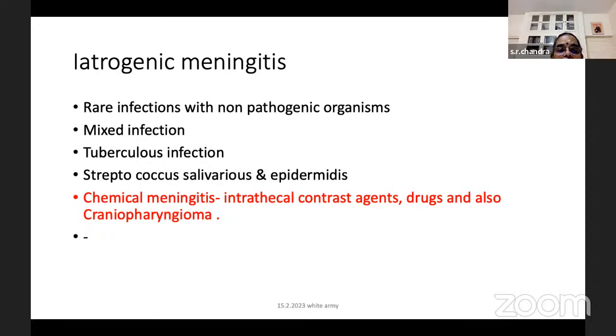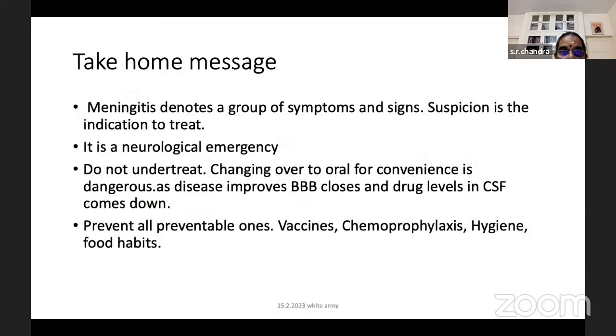Then Streptococcus salivarius and epidermidis, if present, the doctor is considered responsible. Streptococcus salivarius comes from saliva. That means the person who did the procedure probably did not use a proper mask. And epidermidis indicates the skin was not cleaned properly. So if these two organisms are found, legally, we will be held responsible. Other organisms do happen. And chemical meningitis happens with intrathecal contrast agents, drugs, and craniopharyngiomas.